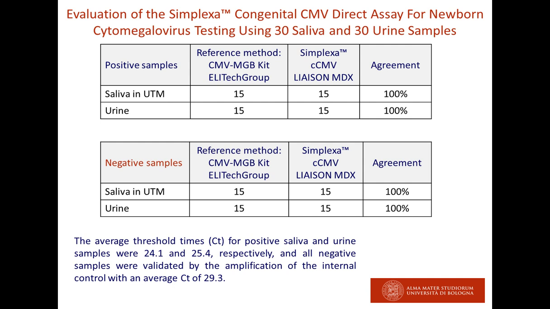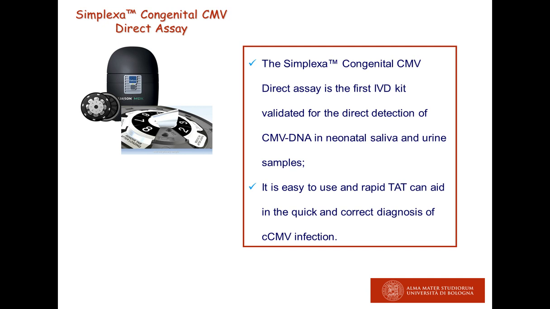samples were between 24 and 25 in all positive samples, and in all negative samples the amplification of the internal control was with an average CT of 29. So it is an important part because the system is easy and rapid, and can aid in the quick and correct diagnosis of congenital CMV infection. And it is possible to test in the same run both saliva and urine samples.